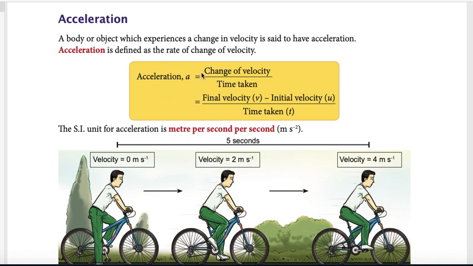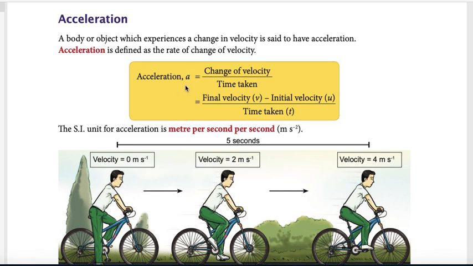So this is the formula in order to calculate acceleration. Acceleration is written in a symbol of a small letter a. This is not the unit of acceleration. It is the symbol representing acceleration.